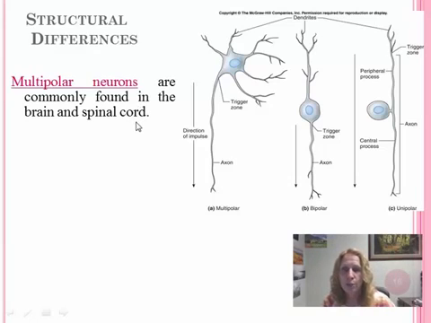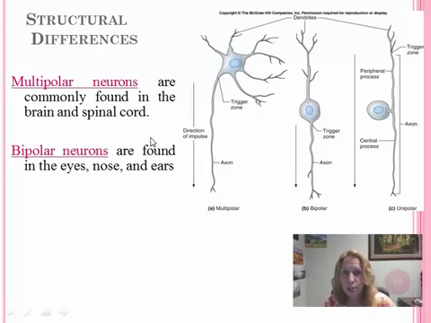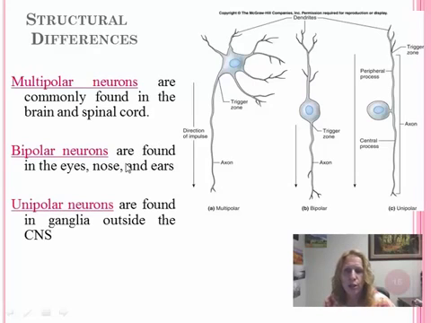Multipolar neurons are commonly found in the brain and spinal cord. Bipolar neurons are found in the eyes, nose, and ears, our sensory receptors. And unipolar neurons are found in ganglia, outside the central nervous system. Ganglia are groups of cell bodies.